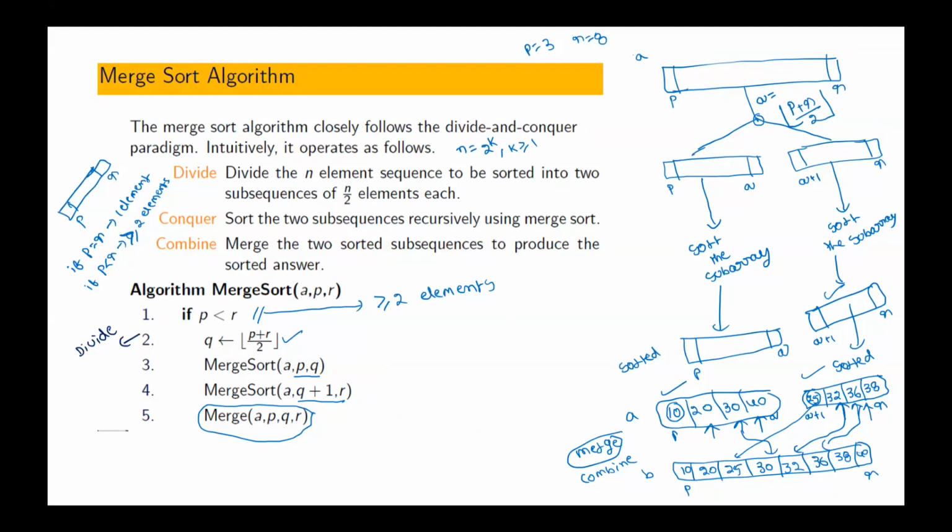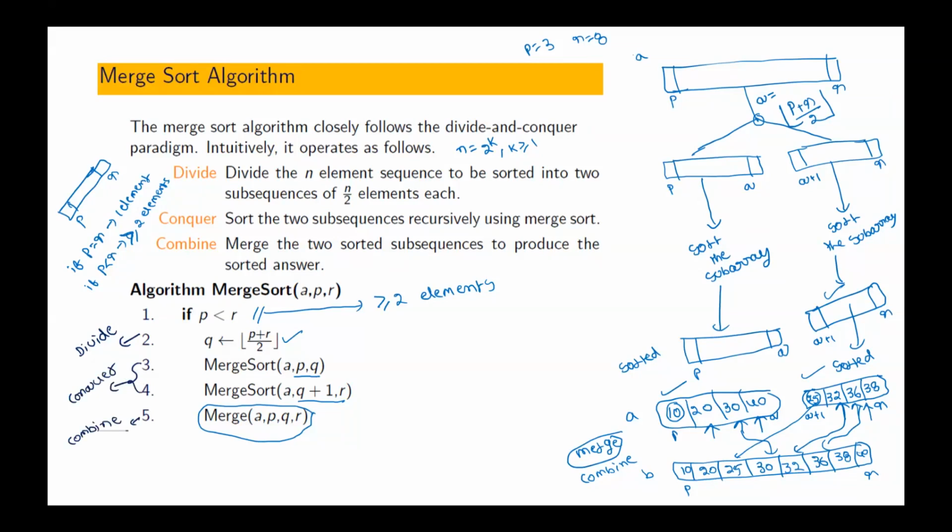Input size is different. What are the conquer steps here? 3 and 4. These two are conquer steps. What is the combine step? The fifth one. So this is the combine step. Is there any doubt in this?